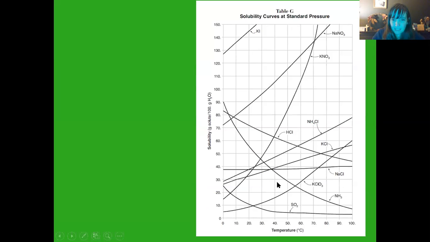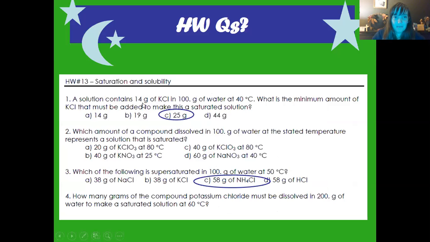At 40 degrees Celsius, it looks like you need about 39 grams of potassium chloride for it to be saturated. But they said you already have 14 grams. So if you need 39 grams for it to be saturated, you already have 14. 39 minus 14 is 25. So I got that one.